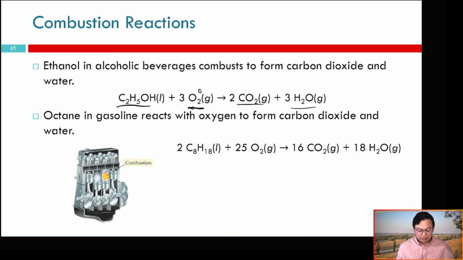Similarly, octane in gasoline reacts with oxygen to form carbon dioxide and water. Right? So again, elemental oxygen, 0 charge. And then that forms CO2 and water again. Different quantities, right? So you have to balance these. But if you only have carbon and hydrogen and oxygen in whatever is being combined with oxygen, you'll end up with CO2 and water.